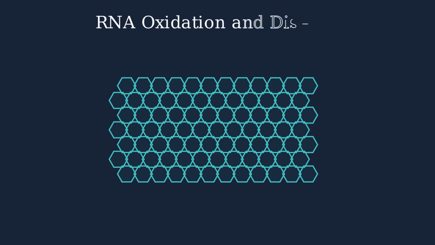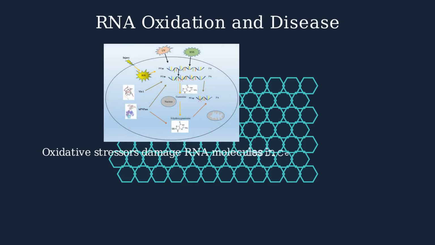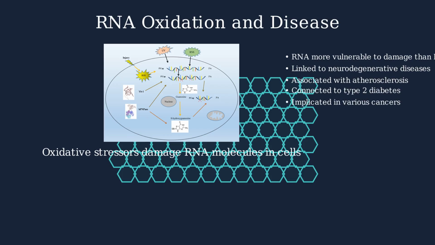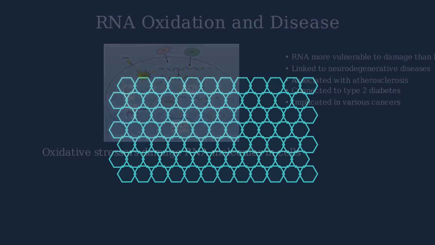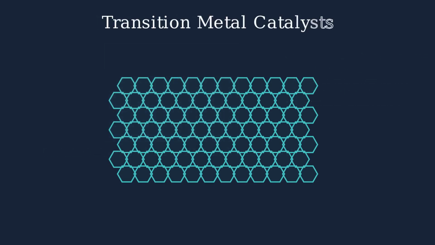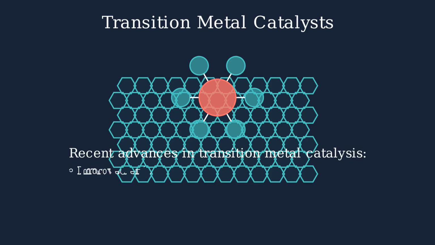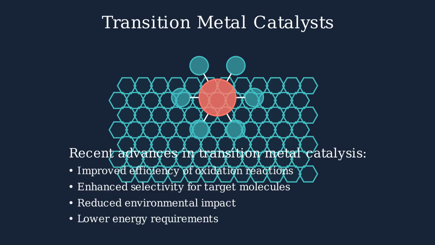Recent studies have highlighted that RNA is more vulnerable to oxidative damage than DNA. This RNA damage has been linked to several serious diseases, including neurodegenerative conditions, atherosclerosis, type 2 diabetes, and various forms of cancer. Transition metal catalysts have gained significant interest in the field of biological oxidation. These catalysts improve the efficiency and selectivity of oxidation reactions while reducing environmental impact and energy requirements.